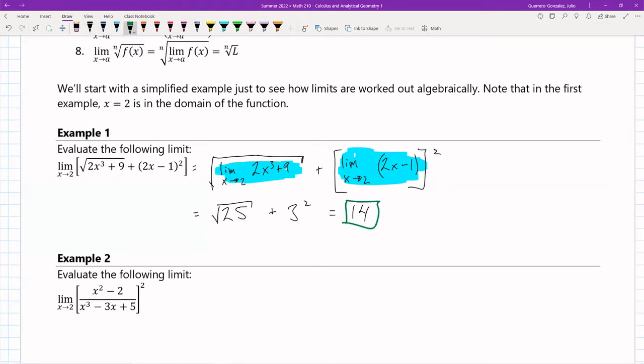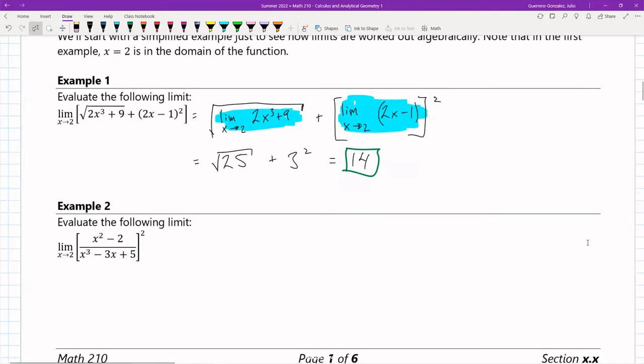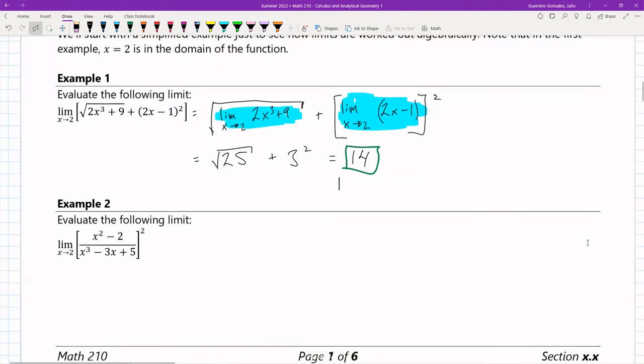Like I said, this is overly explained. Notice that for this example, 2 is in the domain of the entire thing. I could have easily plugged in x equals 2 to both parts. So let's take a look at another one. What I just did for the first example was plug it in and use the rules from above to find my values. Obviously, this is not what's going to happen on a regular basis.